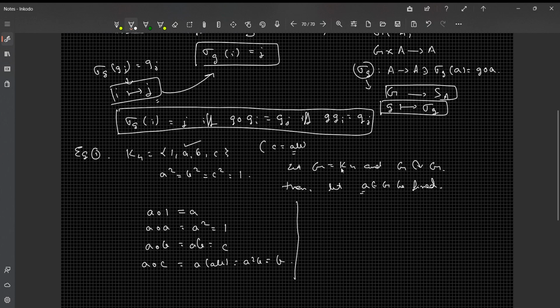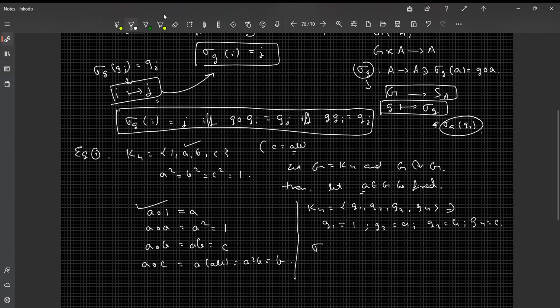Now suppose we index this set K4 as G1, G2, G3 and G4 such that G1 is 1, G2 is A, G3 is B and G4 is C. Thus if I consider the associated permutation representation afforded by this action with respect to this element A in G, then what is sigma A of 1? Then sigma A of 1 is basically the index which we will be eventually getting on mapping sigma A of G1, right? So what is sigma A of G1?